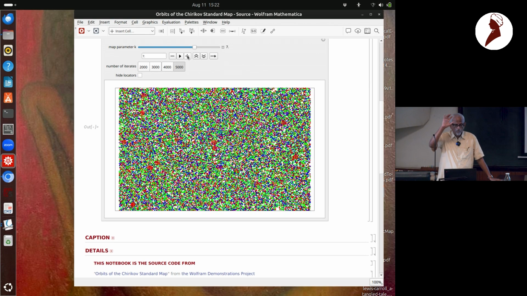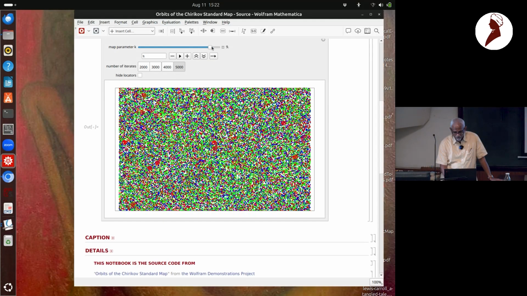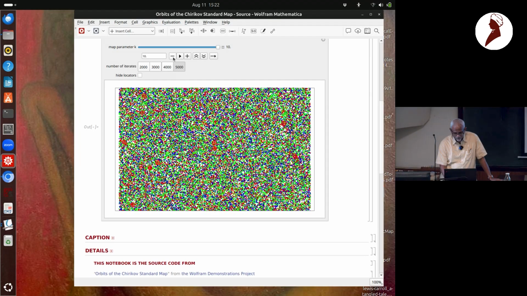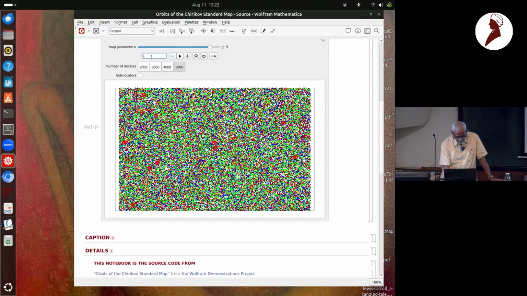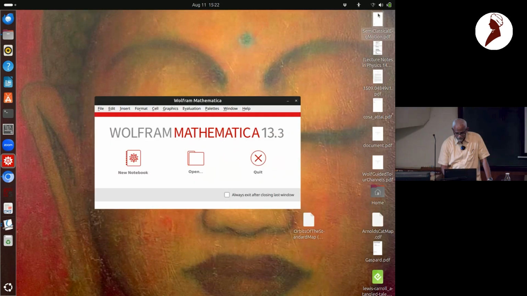Every single point will go arbitrarily close to every other point. This would be a completely mixing system. But you never know, there could be small islands which come on the way. For example, this 9.28, you can see that there are these small islands which form. Okay, so that's how the standard map phase space is. So any questions about that?